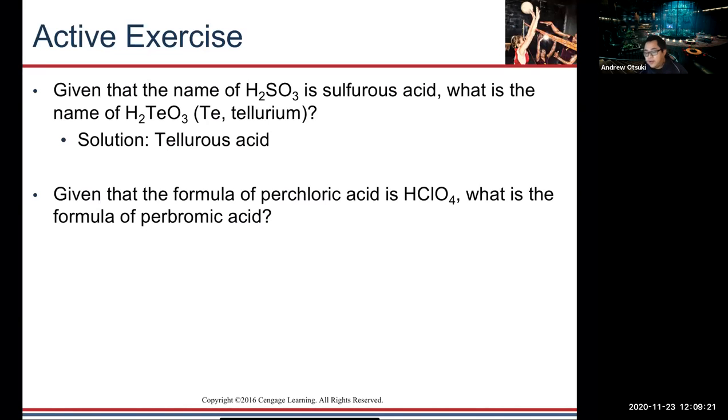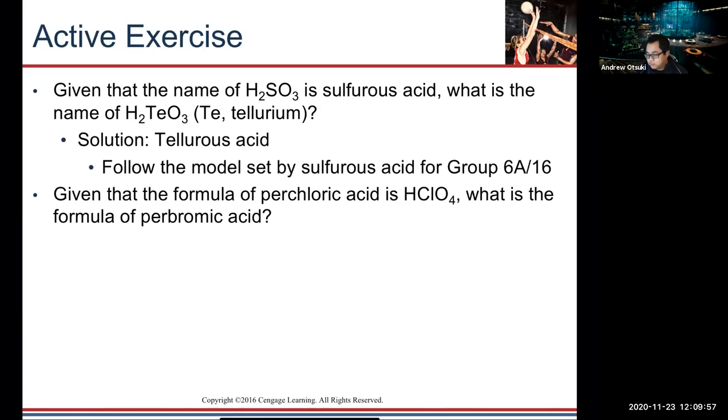Okay, given that the formula of perchloric acid is HClO4, notice that chloric is HClO3, so it's one oxygen above the name. So we have HClO4, that's perchloric acid. So what would be the formula of perbromic acid? Well, chlorine and bromine are halogens, so they're in the same family, so they'll have a similar formula. So we just substitute bromine for chlorine in the formula, and we get our formula for perbromic acid.